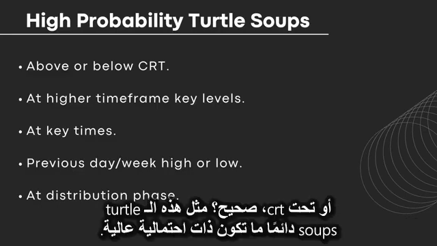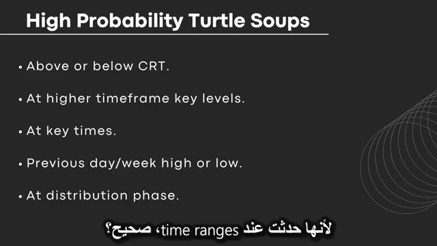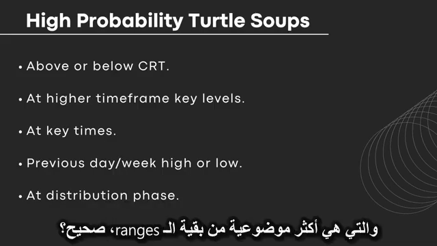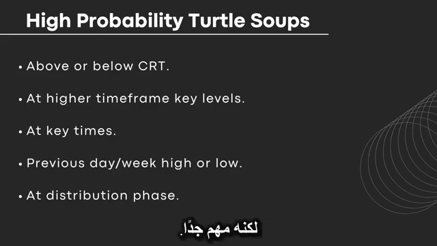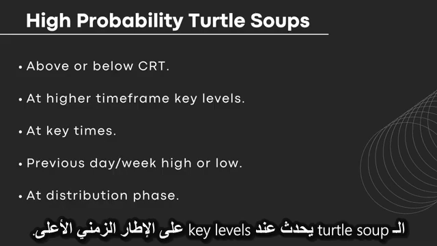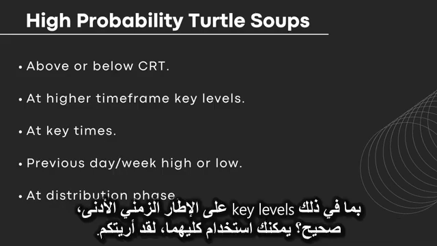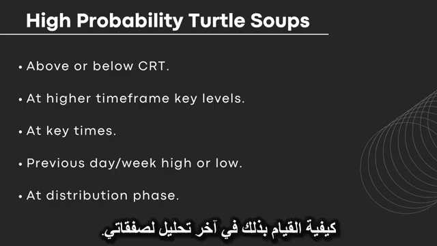Such turtle soups are always high probability because they've occurred at time ranges, right? Which are more objective than the rest of the ranges, right? Second we've got is pretty cliche but really important. Turtle soup occurs at higher time frame key levels, including lower time frame key levels, right? You can use them both. I've shown you how to do it in my last trade breakdown.